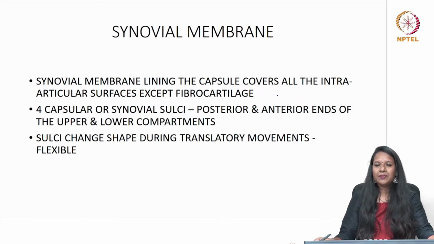So, synovial membrane, it is a lining which covers all the intra-articular surfaces except fibrocartilage. Hence, it has 4 synovial sulci, that is one in the posterior and anterior and in the upper and lower compartments. So, totally making 4 in number. These sulci change shape during translatory movements and hence it has to be flexible to adapt to the functional changes of the joint.